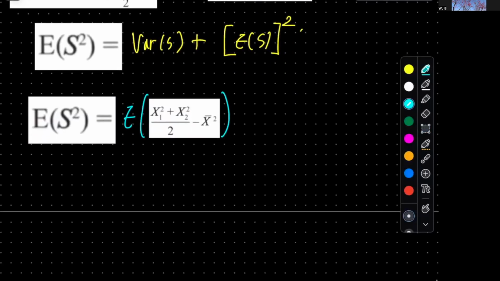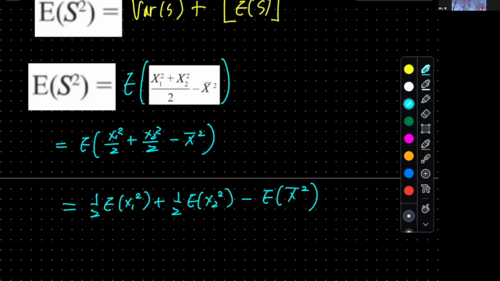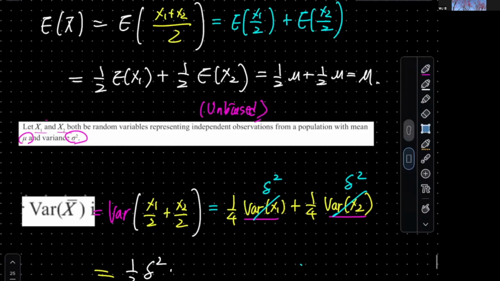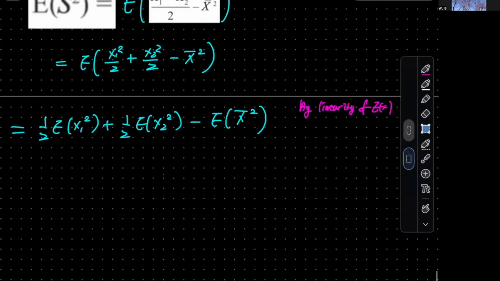Which I can do using the linearity of expected value. So it's going to be expected value of x1 squared over 2 plus x2 squared over 2 minus x bar squared, where it's going to be 1 over 2 expected value of x1 squared plus 1 over 2 expected value of x2 squared minus expected value of x bar squared. And this is by the linearity of the expected value. And it was given in the question, so we should be able to use it. What was given was this linearity property of the expected value and variance.